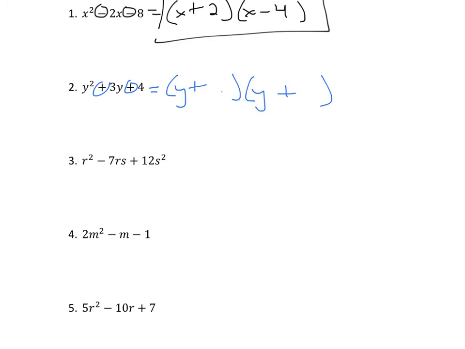We can try 4 and 1. Right, but the problem with that is it's going to add up to 5y, so that doesn't work either. So the correct answer to this is just that this is prime. You can't factor it.